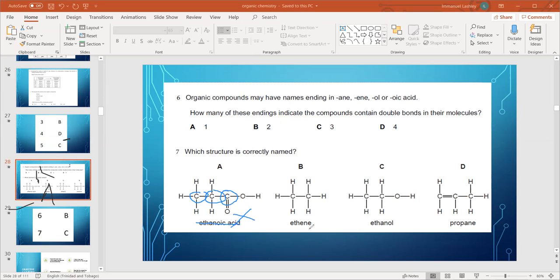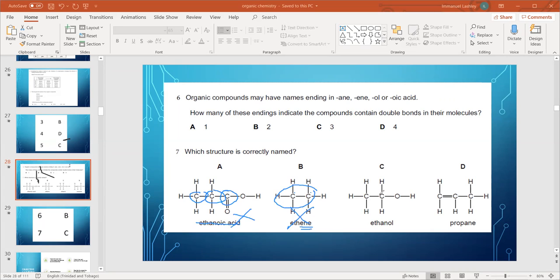When we look at ethene, this has 1 carbon here, 2 carbons here, but ENE means that there's the presence of a double bond. There is no double bond in here, which makes this one incorrect.